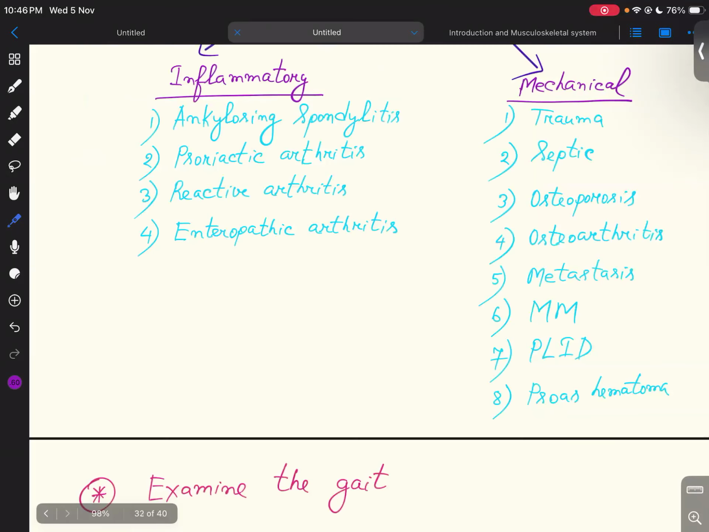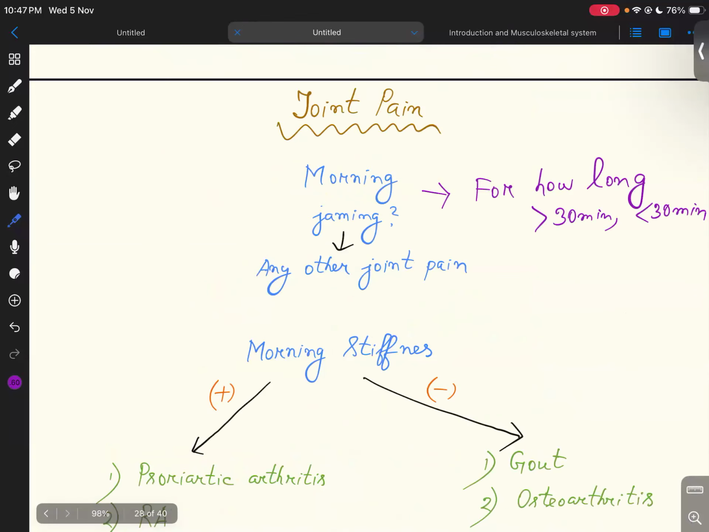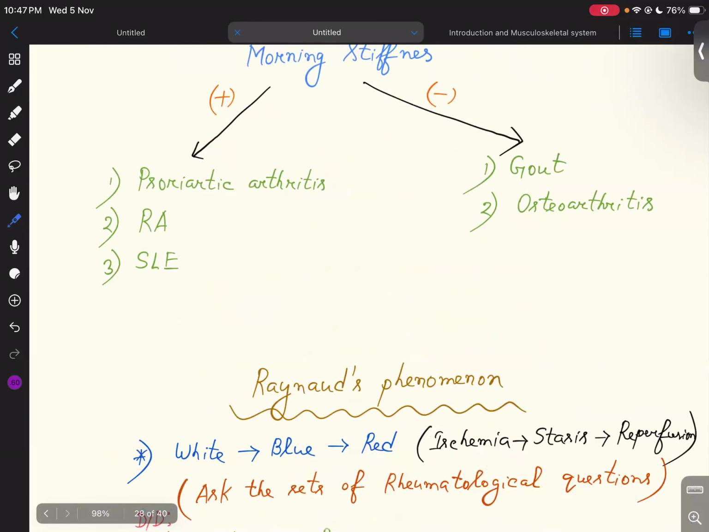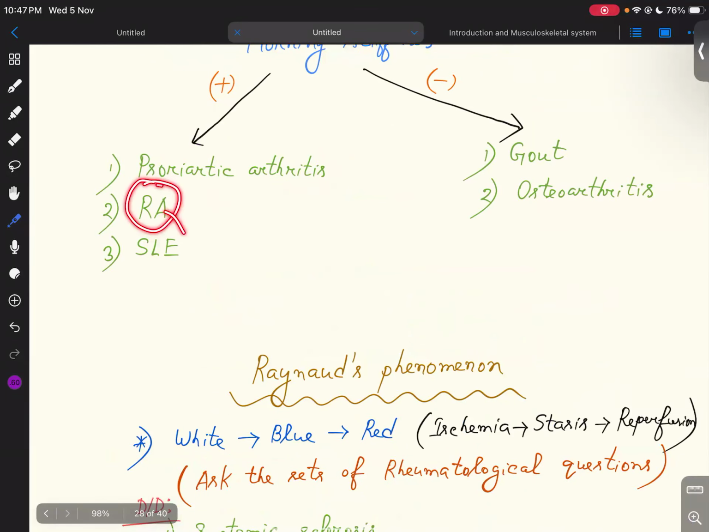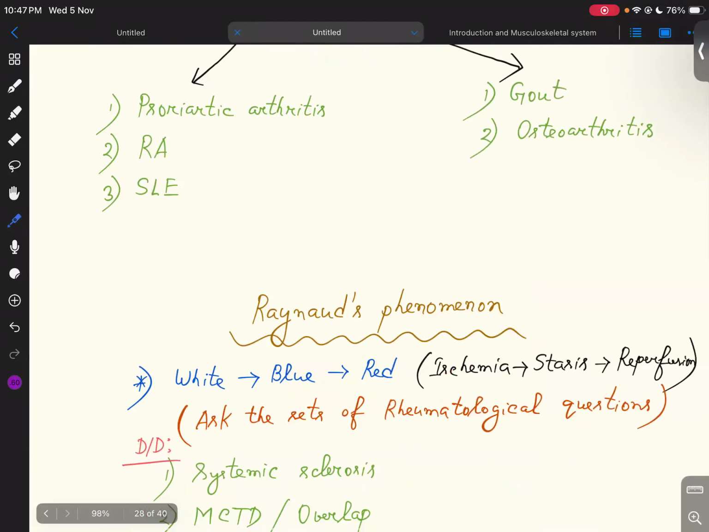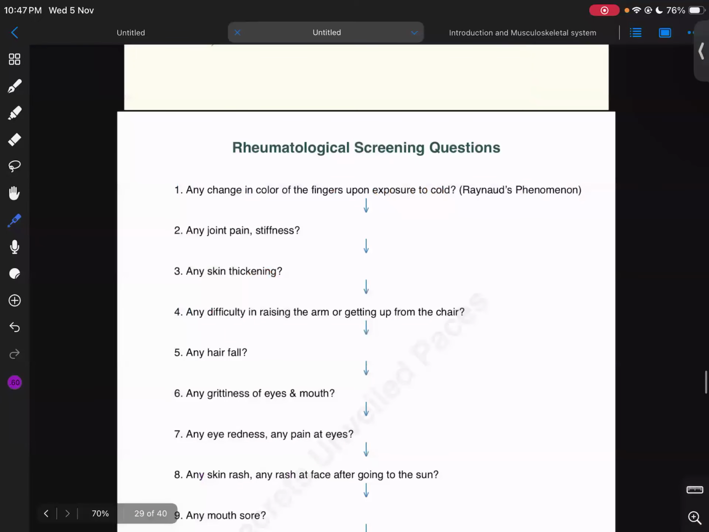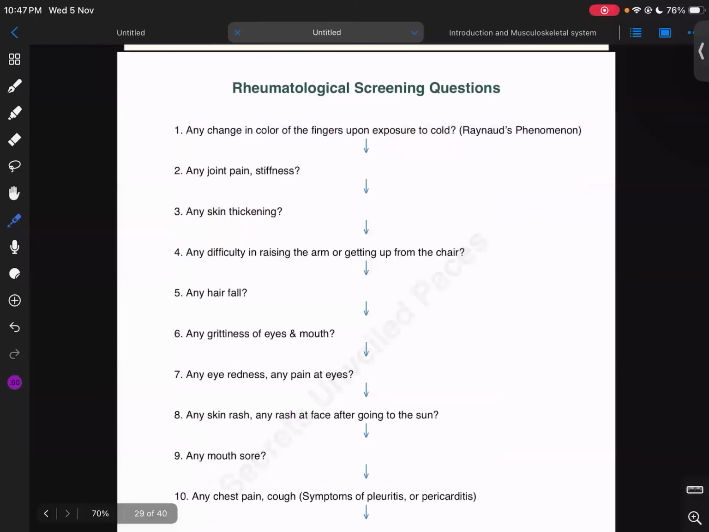Let's come to the differential diagnosis of joint pain. Suppose whenever you have got some positive symptom of inflammatory joint pain due to rheumatoid arthritis and SLE, at that time, you have to ask all the rheumatological questions. What are the rheumatological questions? These are the sets of rheumatological questions that I showed you earlier.